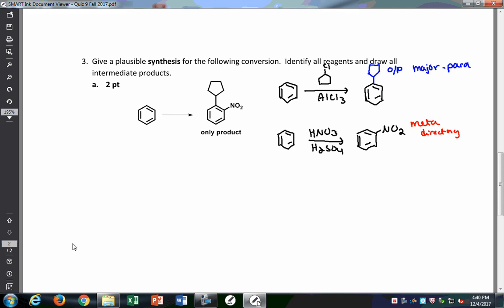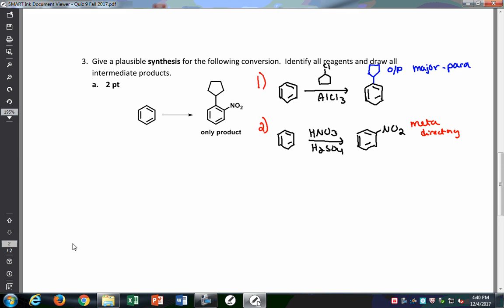So we know we have to add the AlCl3 and the alkyl halide first, because NO2 is ortho to our benzene, our cyclopentane ring. So if we add NO2 first, that would put our ring in the meta position. Also, we can't do alkylation or acylation with an NO2 group on there anyway. So the NO2 group has to be after alkylation. So we know we have to do this first, followed by the second.